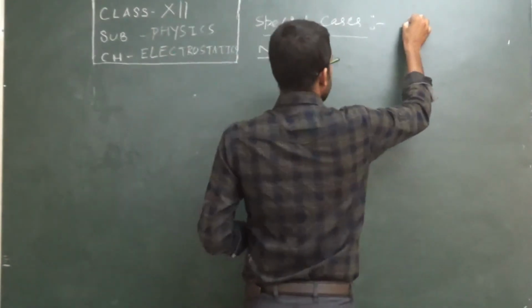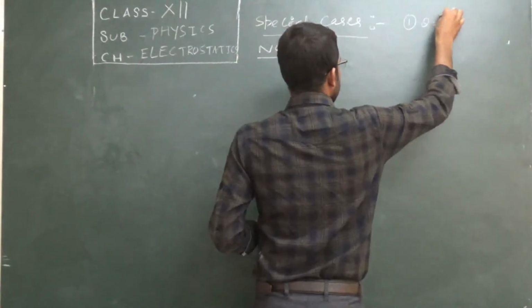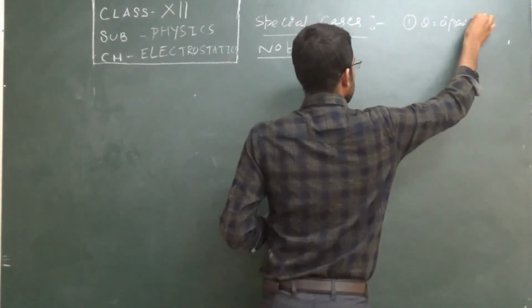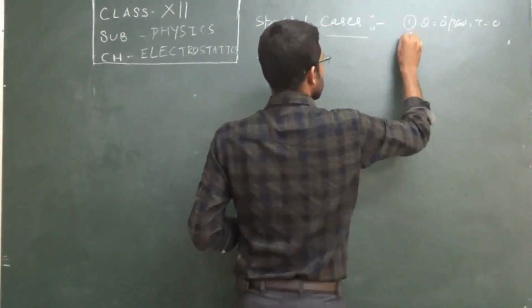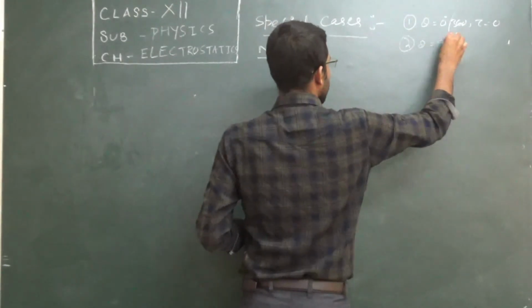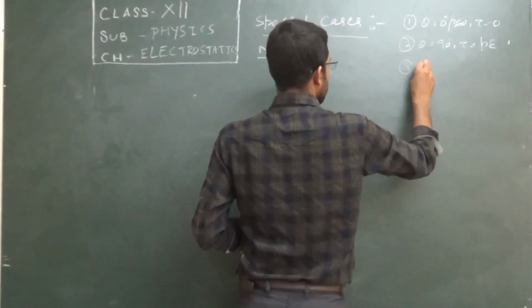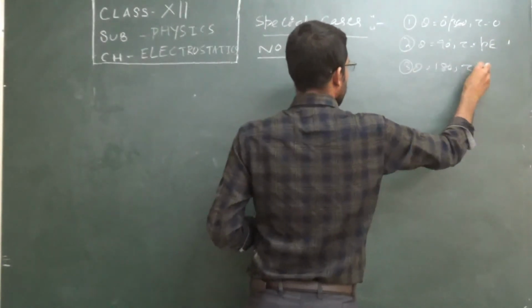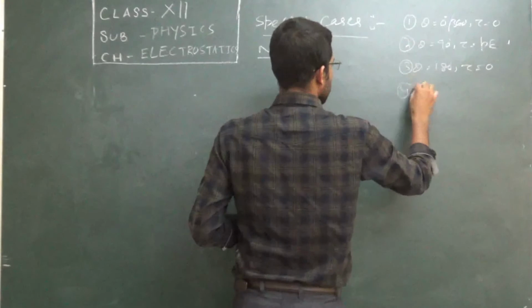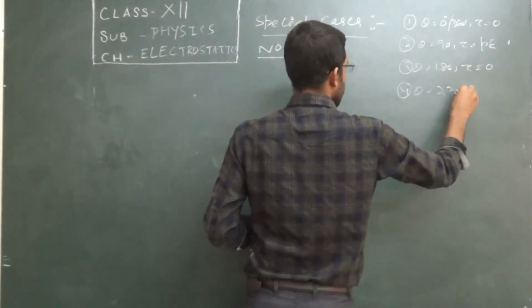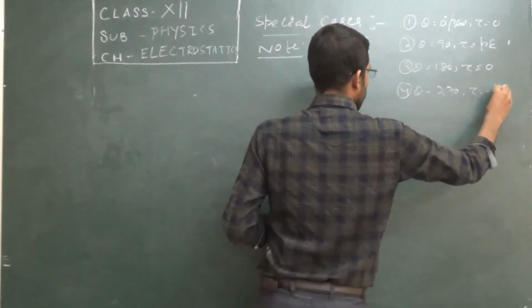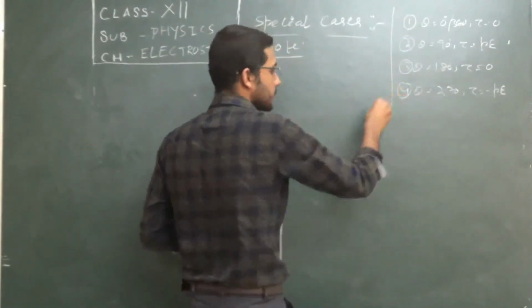So what we got in the first case, theta was 0 or 360, so torque equals 0. In the second case we got theta equals 90, so torque equals pE. In the third case we got theta equals 180, so torque equals 0. In the fourth case theta equals 270, then torque will be equal to minus pE. These are the four cases.